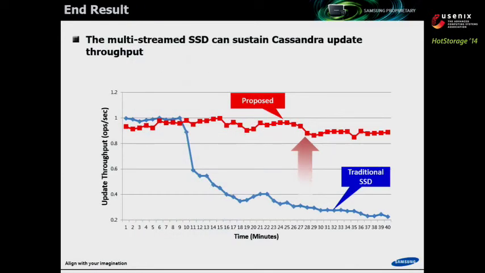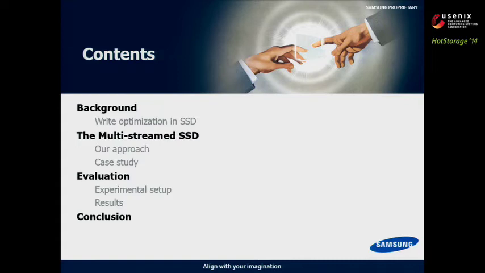By using our proposed interface, we can sustain Cassandra update throughput. So it actually improved over the traditional SSD. In the rest of my talk, I will talk about the research background, and then I will introduce the multi-streaming interface and experiment results.